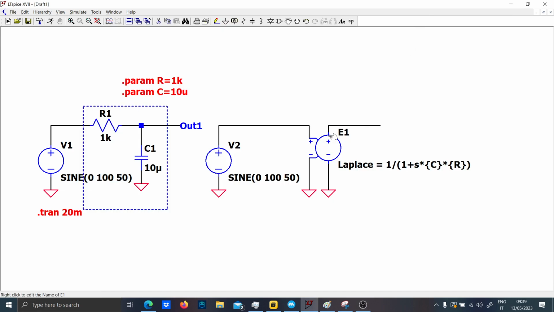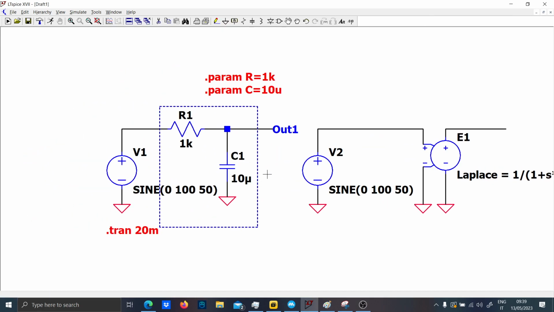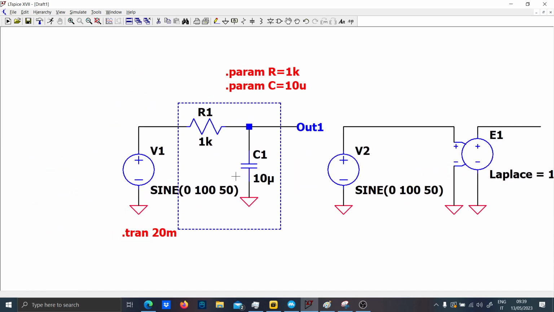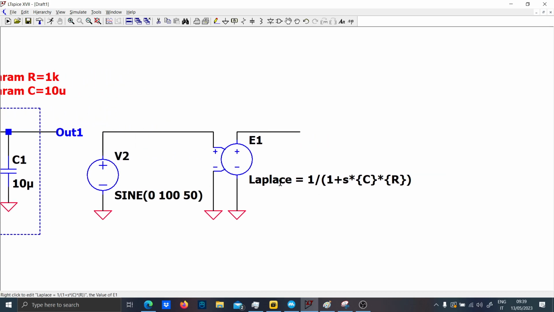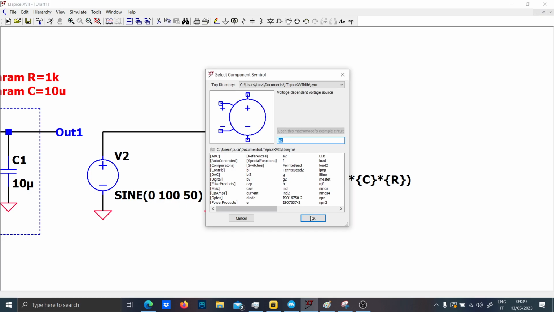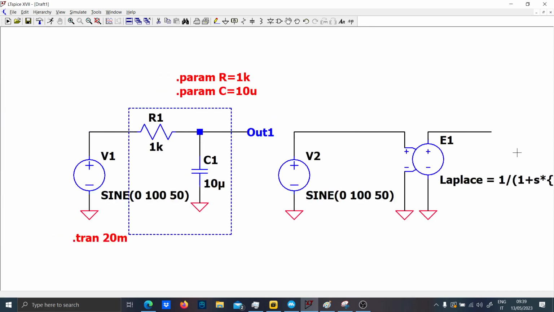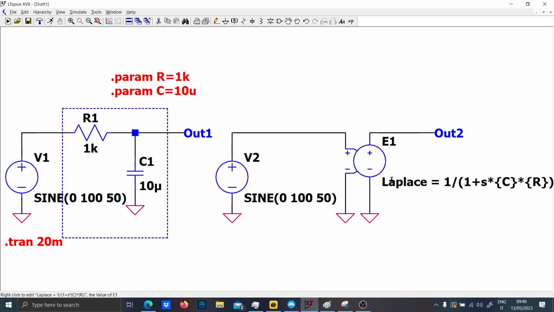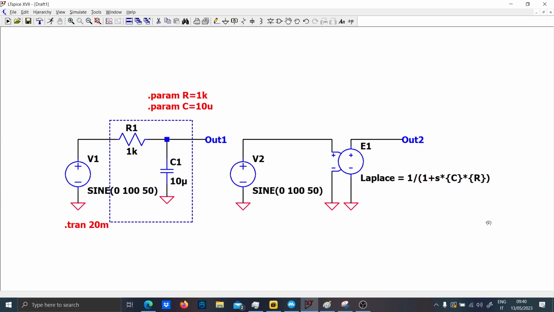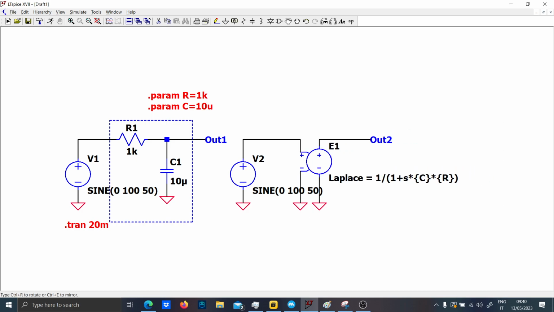So I put on LTspice already the filter here with 1 kilo and 10 micro, and I put already the Laplace transformation here. To do this, remember to put E1 and to write the Laplace expression. So as you may know, this result here, out 1, and the result here, out 2, should be equal, because I'm basically saying that I don't know what type of filter this is, but I'm giving you the transfer function here. And it should be the same.